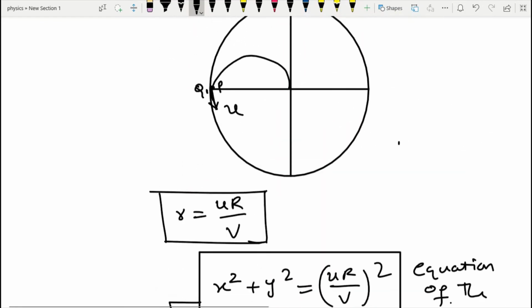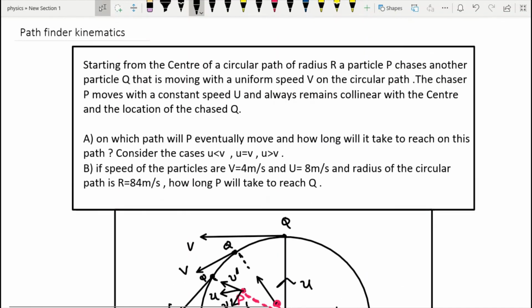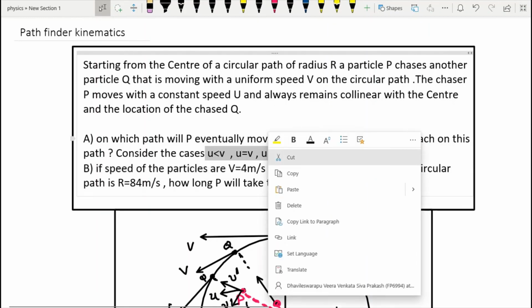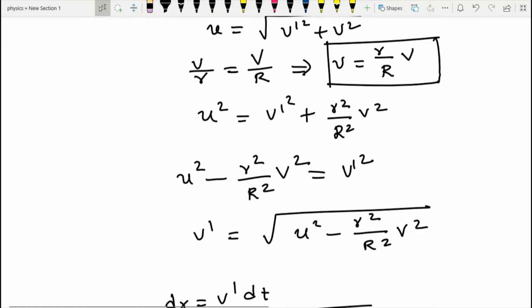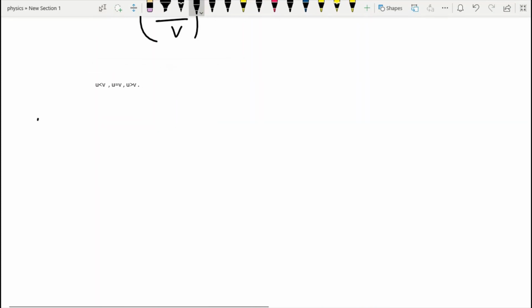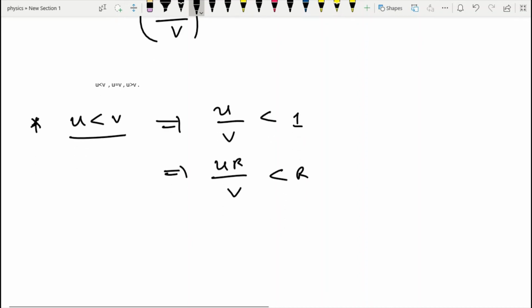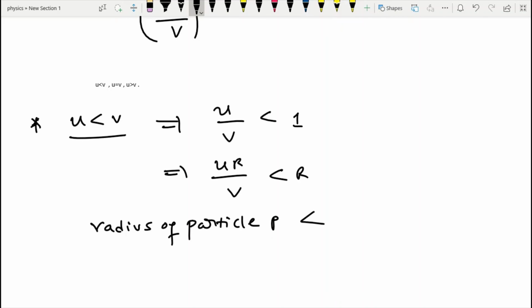Okay, and we have to discuss the cases also here. These are the cases that we have to discuss. Now we are going to discuss these cases. Now see here, first case, u less than v. In this case, u by v is less than 1 and u r by v is less than r. That means the radius of particle P is less than the radius of particle Q, but both are moving in concentric circles.